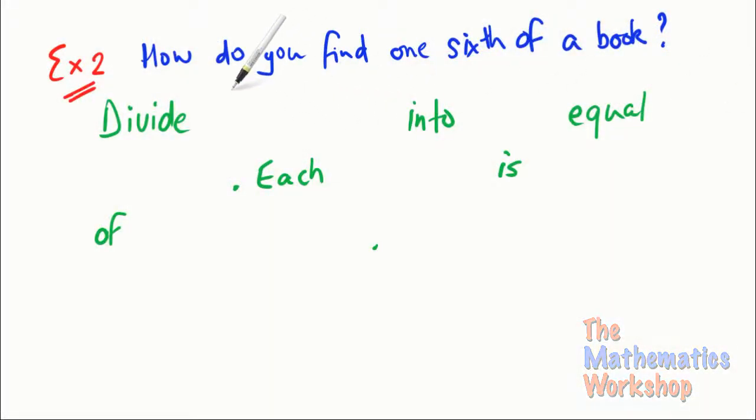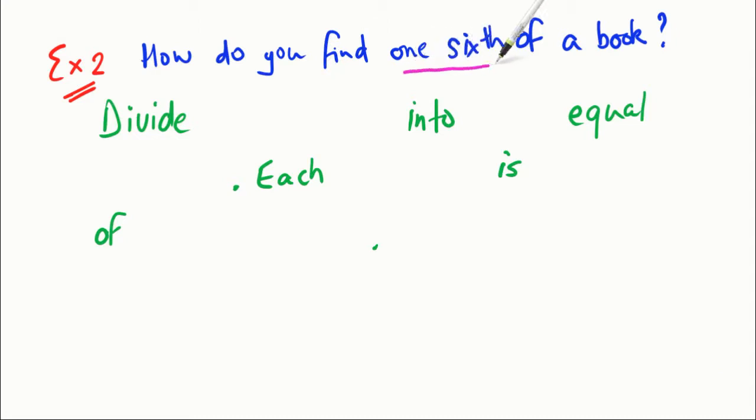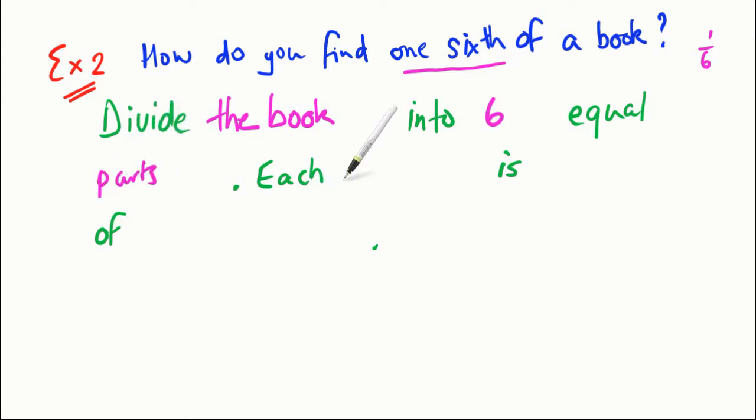In example 2, how do you find 1/6 of a book? So there's the fraction part of the sentence. So you're going to divide the book into, and 1/6 is the fraction 1/6. So once again, the bottom number tells you how many parts to divide the thing into, how many equal parts. So divide the book into 6 equal parts, or you could put sections, and each part is what fraction of the book? This fraction here, 1/6, of the book. And that's the 2 sentences done for this example. And my diagram.